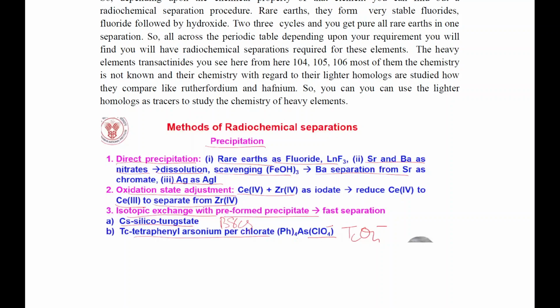First one is precipitation, and it could be direct precipitation. It is used for elements like rare earths as fluoride, or Sr and Ba, or Ag as AgI. Oxidation state adjustment, for example cerium and zirconium as iodate, reduced from cerium 4 to cerium 3 to separate from zirconium 4, because cerium 4 and zirconium 4 cannot be separated. And then isotopic exchange with pre-formed precipitate is a fast separation, for example cerium silicotungstate or technetium tetraphenyl arsonium perchlorate.